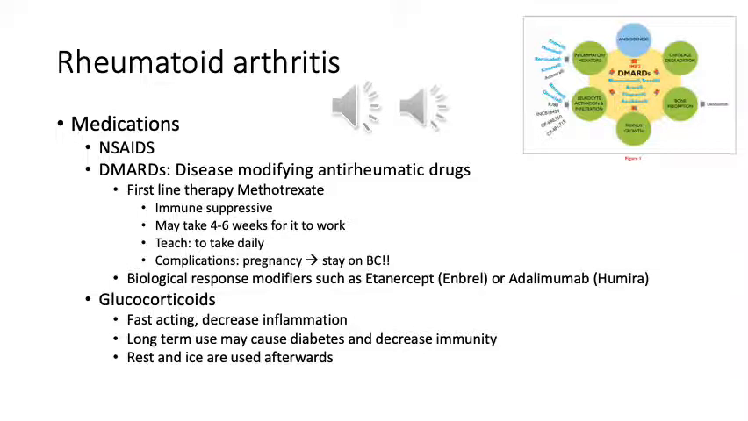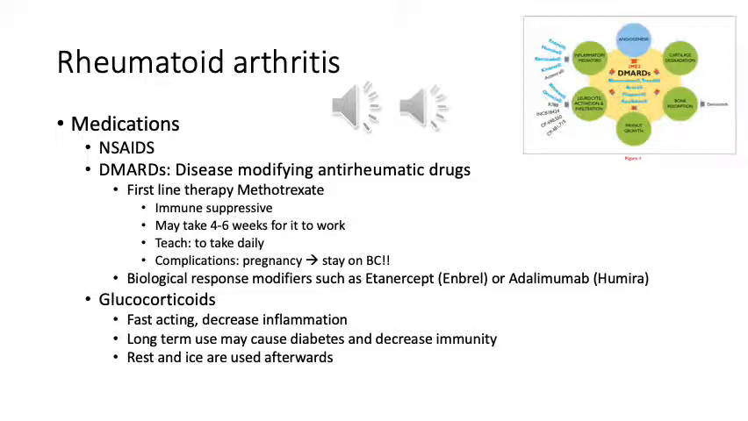Methotrexate is a first-line therapy. It is an immunosuppressant medication. It is effective and relatively inexpensive. Teach your patient that it takes 4 to 6 weeks to work, but do not get pregnant while on methotrexate. It also suppresses the patient's immune system, so teach patients to avoid crowds, especially during flu season.